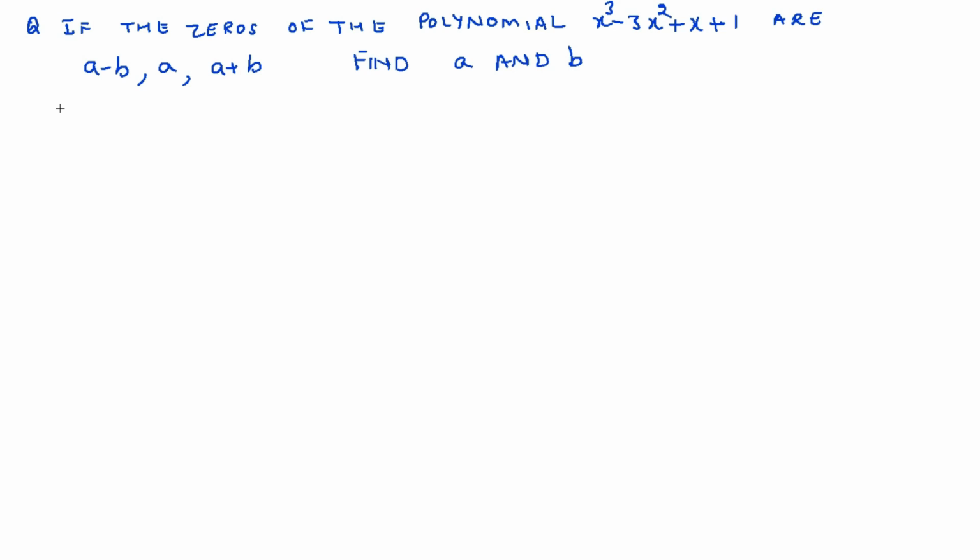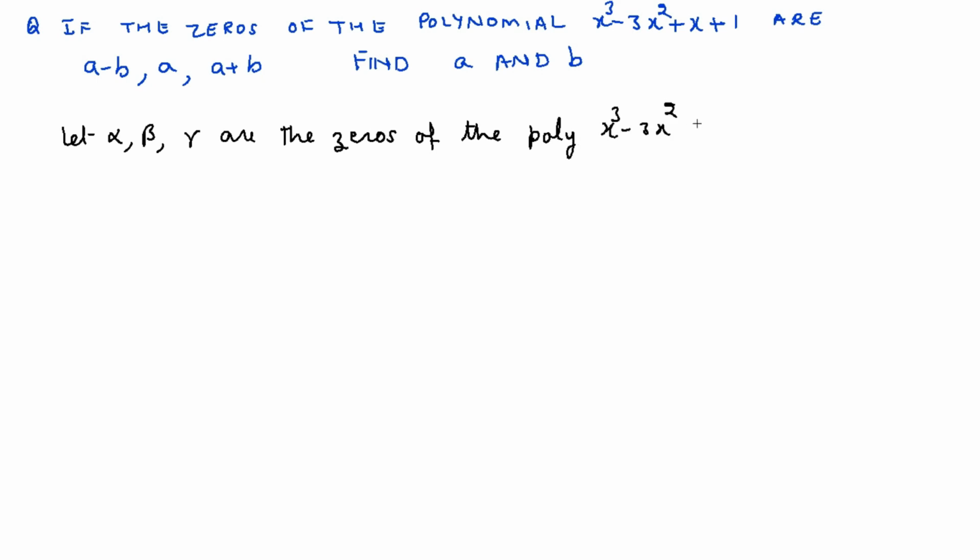The next question is: if the zeros of the polynomial x cube minus 3x square plus x plus 1 are a minus b, a and a plus b, find a and b. Let alpha, beta, gamma be the zeros of the polynomial x cube minus 3x square plus x plus 1. So we will take alpha as a minus b, beta as a and gamma as a plus b.